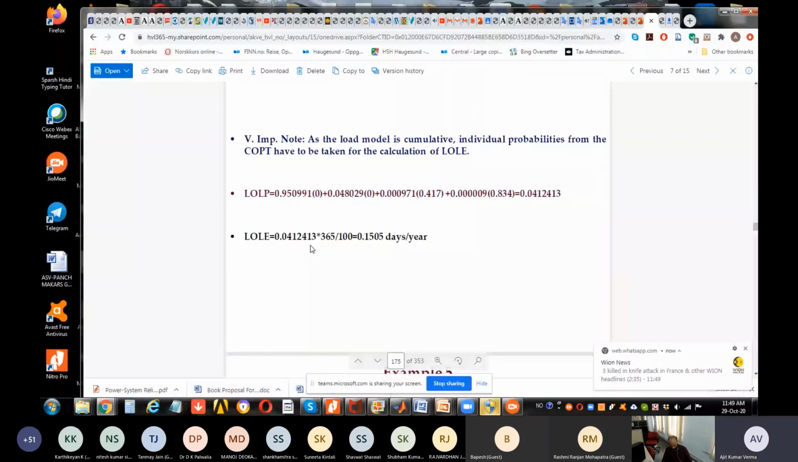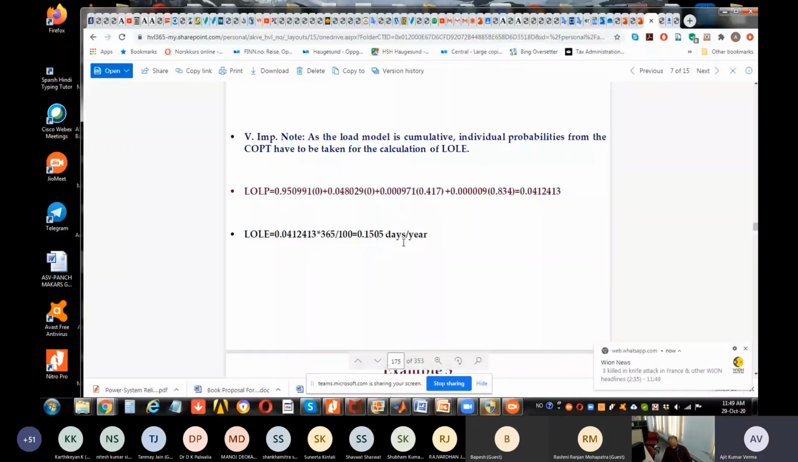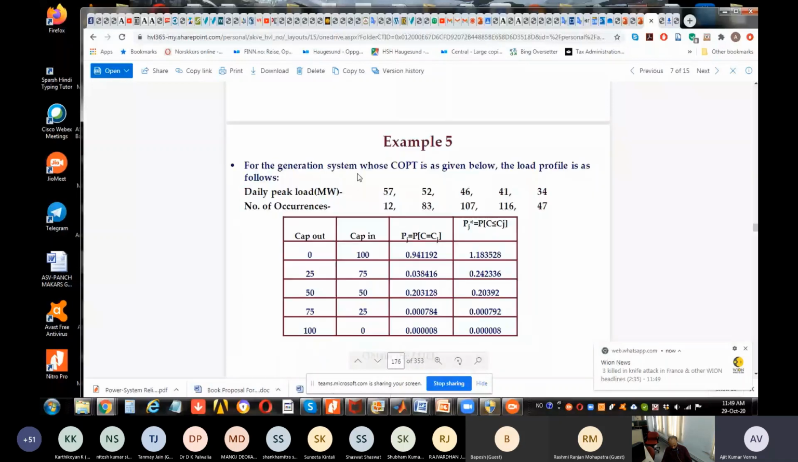Now let's look at another example. The COPT is given and the load profile is as follows. That means 57 megawatt peak load occurs 12 times, 52 megawatt occurs 83 times, 46 megawatt occurs 107 times, 41 megawatt occurs 116 times, 34 megawatt occurs 47 times. This is number of occurrences.